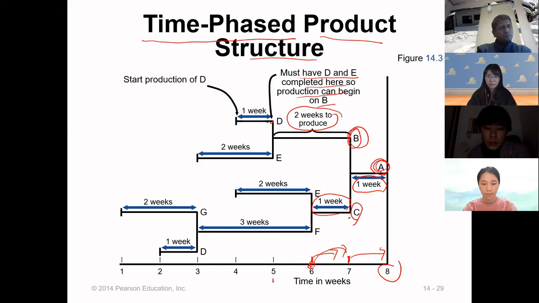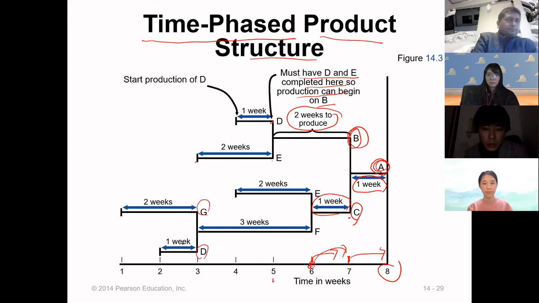So D has this 1 week lead time. E has 2 weeks lead time. Same here, 2 weeks lead time. So this is the time phase product structure for all the components for making this product. Same as here, D requires 1 week, G requires 2 weeks. So it is showing if you work backwards, in order to be able to produce the final product, there is 8 weeks lead time.